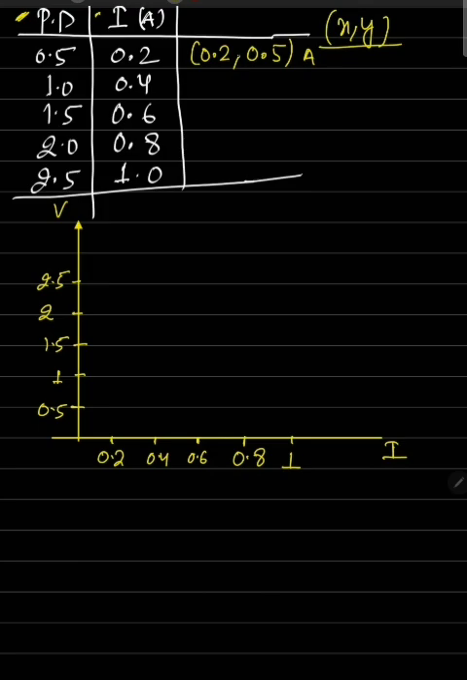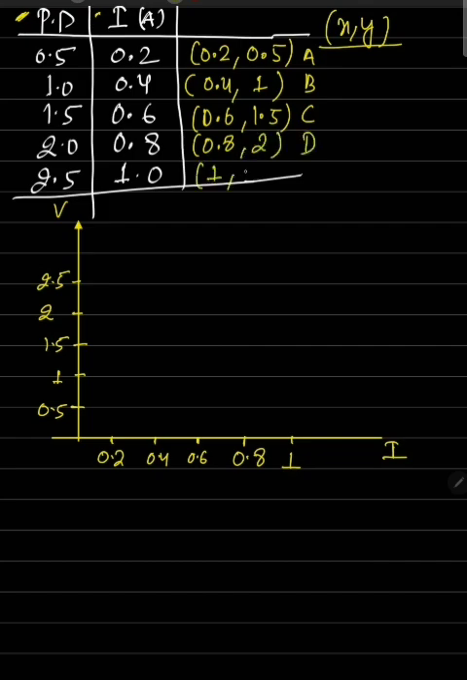Suppose this one is point A. Our next point is 0.4 and 1, then 0.6 comma 1.5, B, C, here it is 0.8 comma 2, D point, then 1 comma 2.5, that one is our E point. Okay, so now indicate all these points on this coordinate axis.